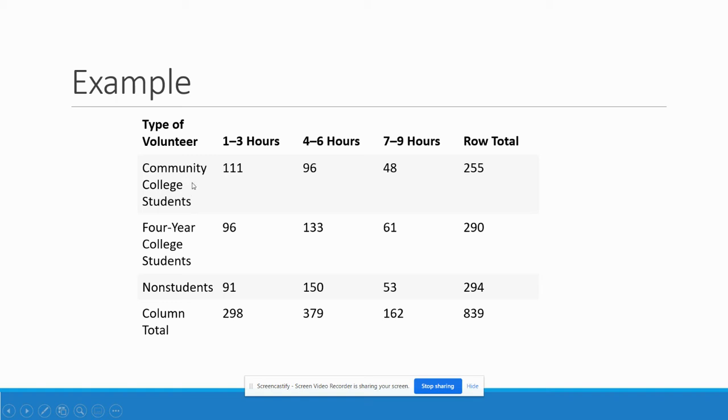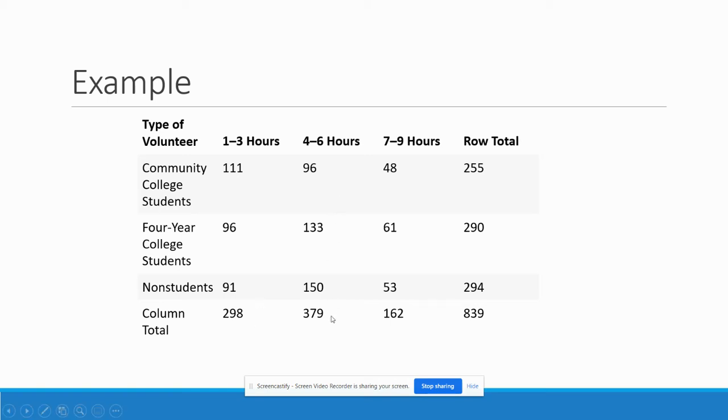All right, so community college students. It's showing here that 111 volunteer between 1 and 3 hours, 96 for 4 to 6, 48 for 7 to 9, and this is the row total. This row total is for the community college students total. Same for 4-year, I can go across and see it. 290 is the number of 4-year college students I have. Non-students is 294. If I go down, this 298 is all of the 1 through 3 hours, people who donated their time that much. I had 298 of them.